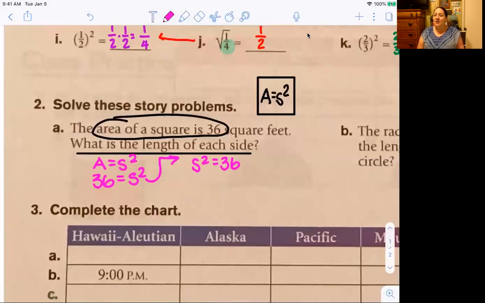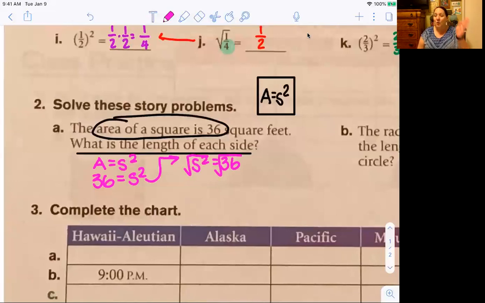Remember, when we're solving equations, we use opposite operations. Do you think we can use the square root to find S by itself? Because S is not isolated yet. S has a little 2 attached to it. It has a square. We can find the square root of S squared and the square root of 36.